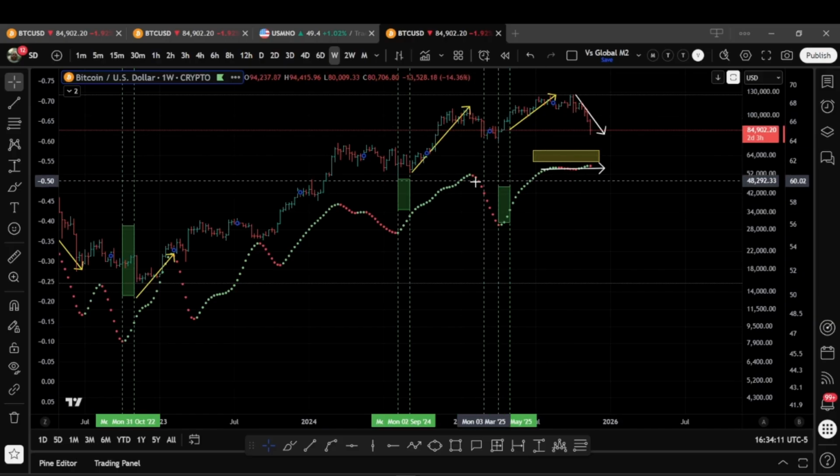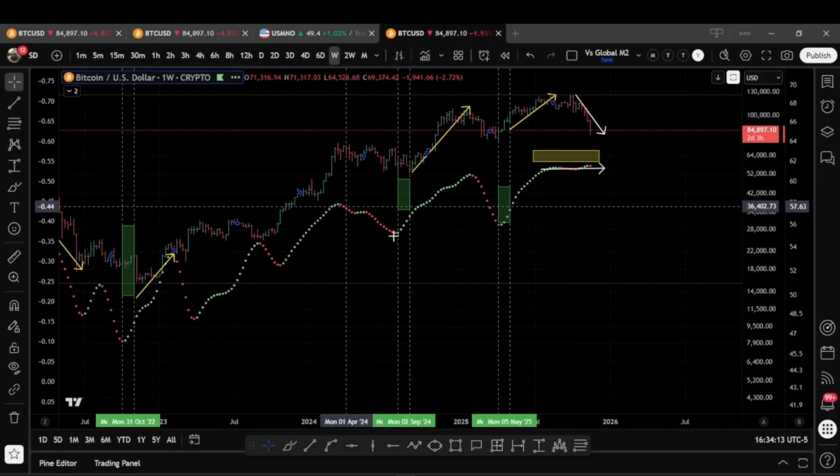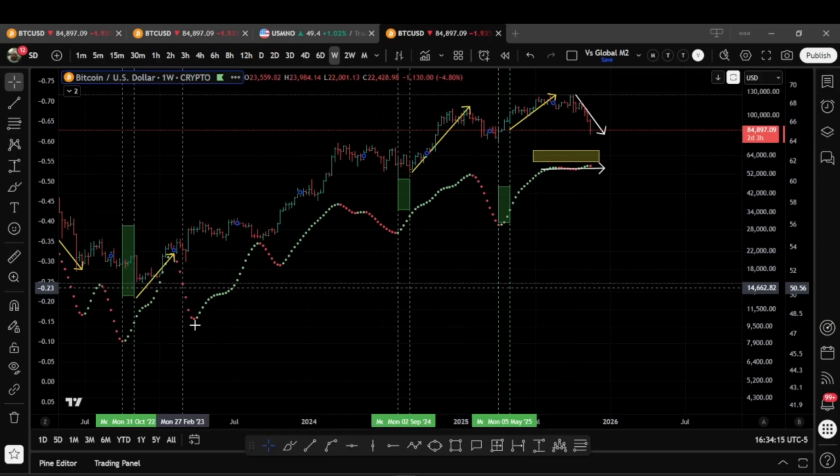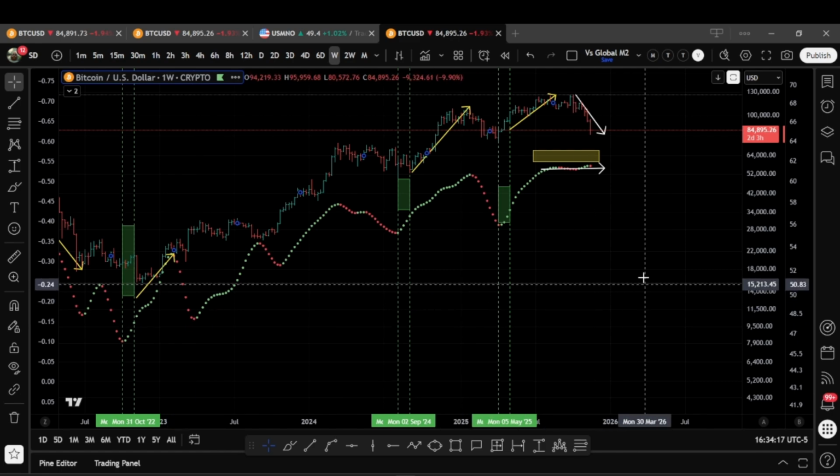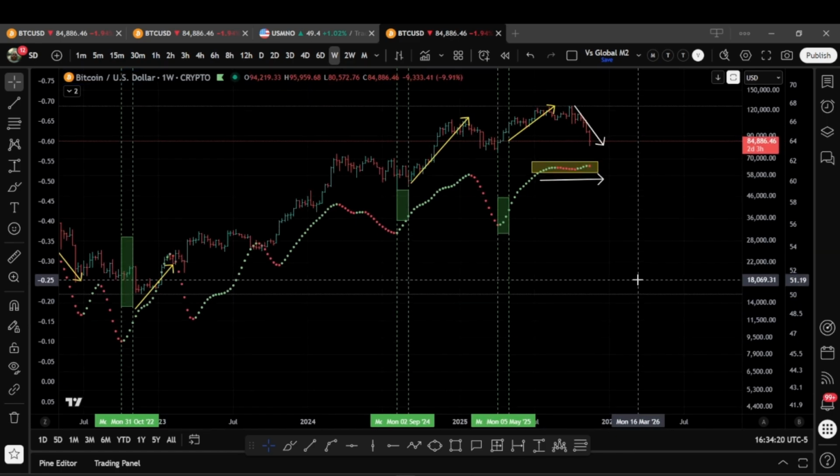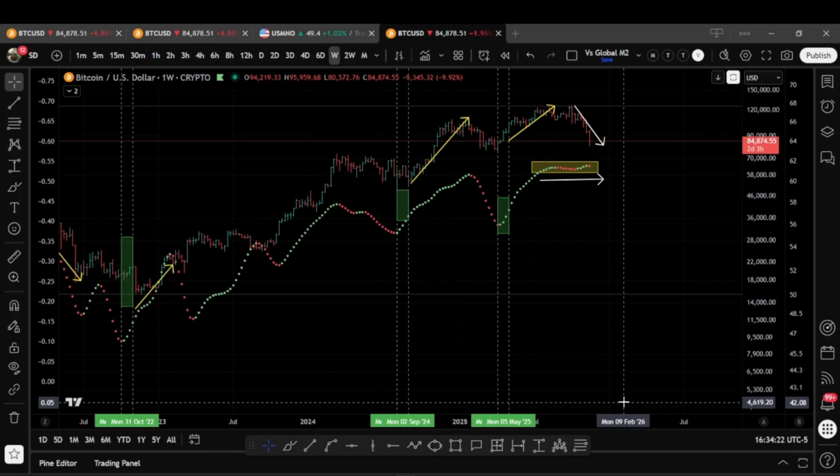If it was real, we would have seen this. We would have seen this or this. But we're not seeing that. So something else is going on. There's nothing structurally wrong with the financial conditions in the US. And global liquidity is pumping.